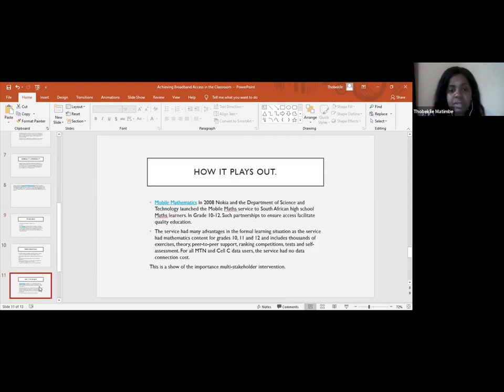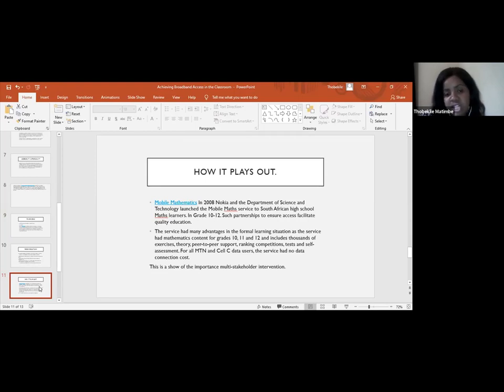I'm going to give you an example of how it plays out. When you look at mobile mathematics, in 2008, Nokia and the Department of Science and Technology launched what was called the Mobile Maths Service to South African high school maths learners in grade 10 to 12. And such partnerships ensure access and facilitate quality education.